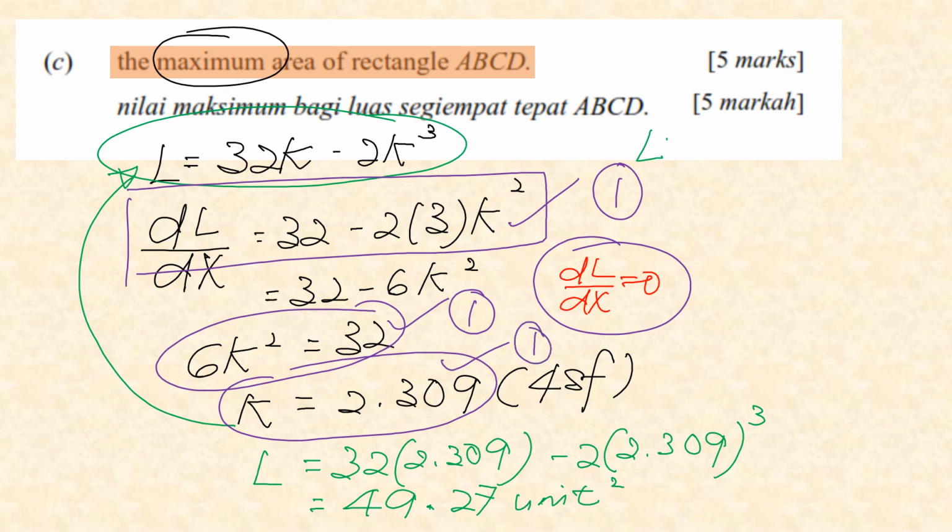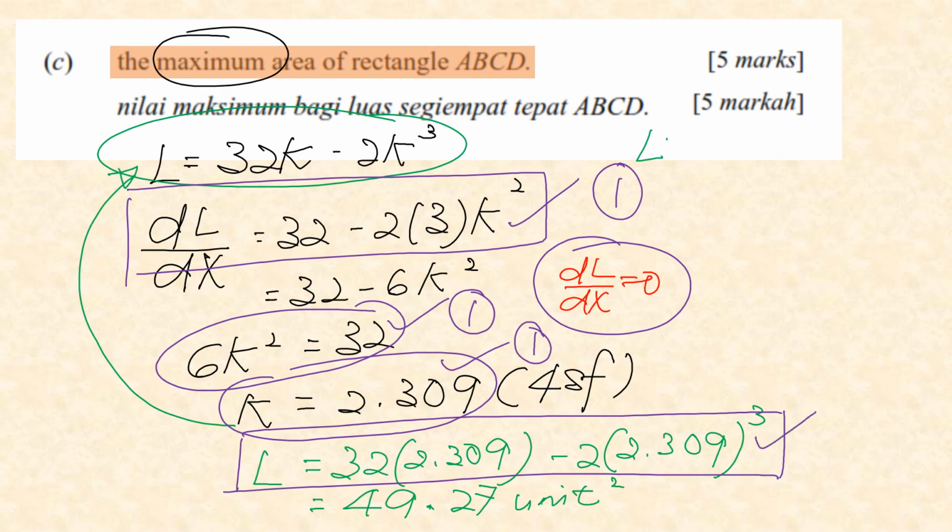And did you answer the question? The question asks you to find the maximum area. So you need to sub the value of K into the formula that you obtained from part B. So 1 mark here. Finally, did you press your calculator correctly to get the answer correct? If yes, 1 mark. So that's how you get your 5 marks.